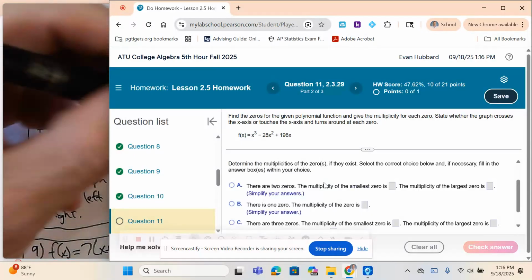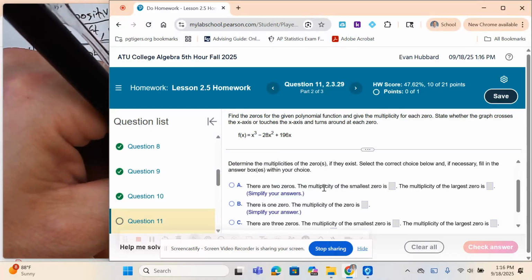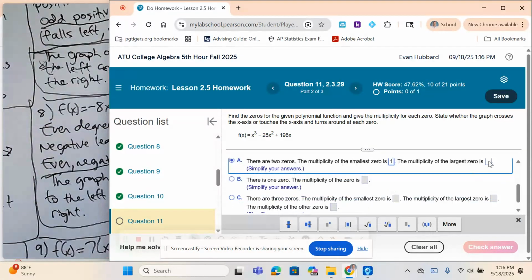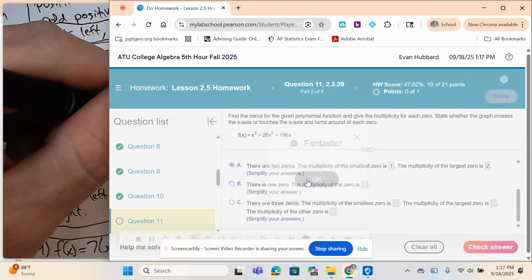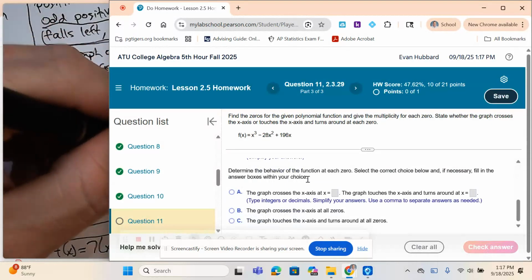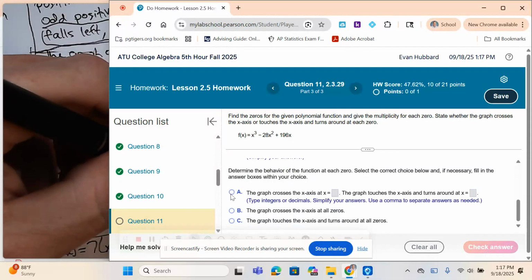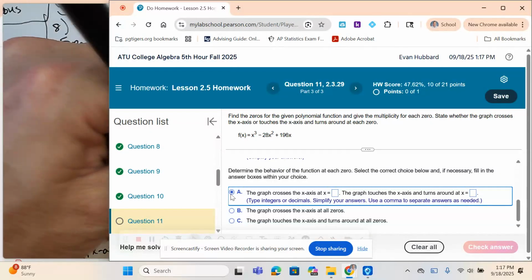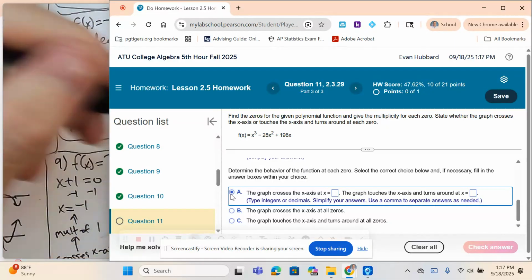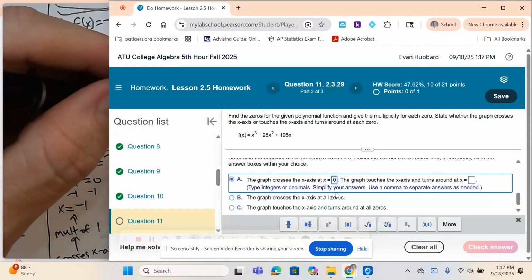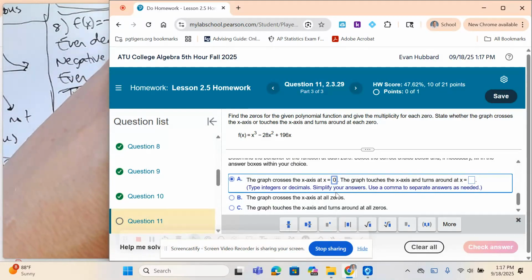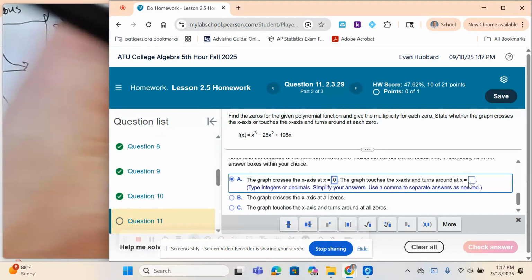Determine the multiplicities of each zero. So there are 2 zeros. The multiplicity of the smallest zero is 1, and the largest zero is 2. So what's the behavior? One of them is going to cross, the one with multiplicity 1. So the graph crosses the x-axis at x equals 0, and it touches the x-axis and turns around at 14.